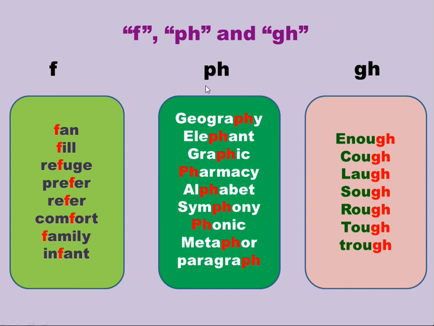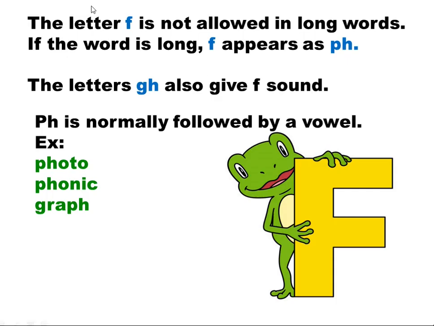F, PH and GH. Let's see how this happens. The letter F is not allowed in long words. If the word is long, F appears as PH. We can't find F in long words. If the word is too long, F appears as PH. The letters GH also give the fur sound.